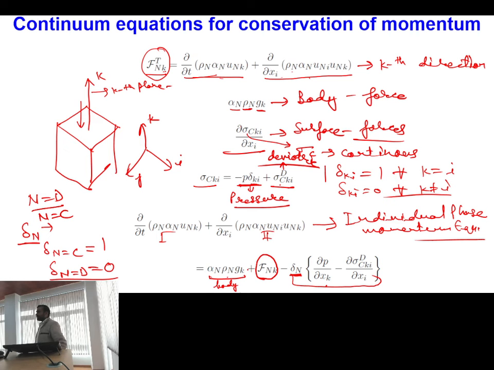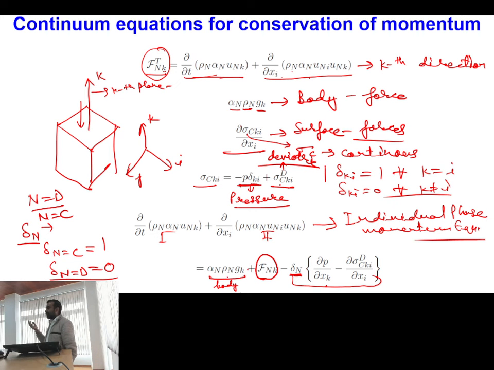One simple example: in single phase flow problems, a spherical ball falling in a liquid, a stagnant liquid. What do we do there? We calculate the drag force acting on the body, acting on the sphere because of the fluid. That drag force is of two types. One is form drag and second is viscous drag.